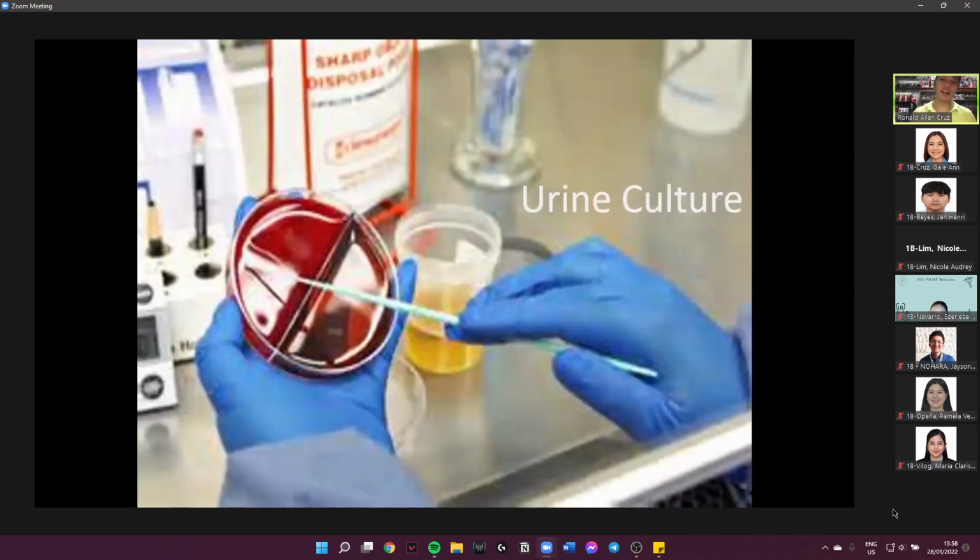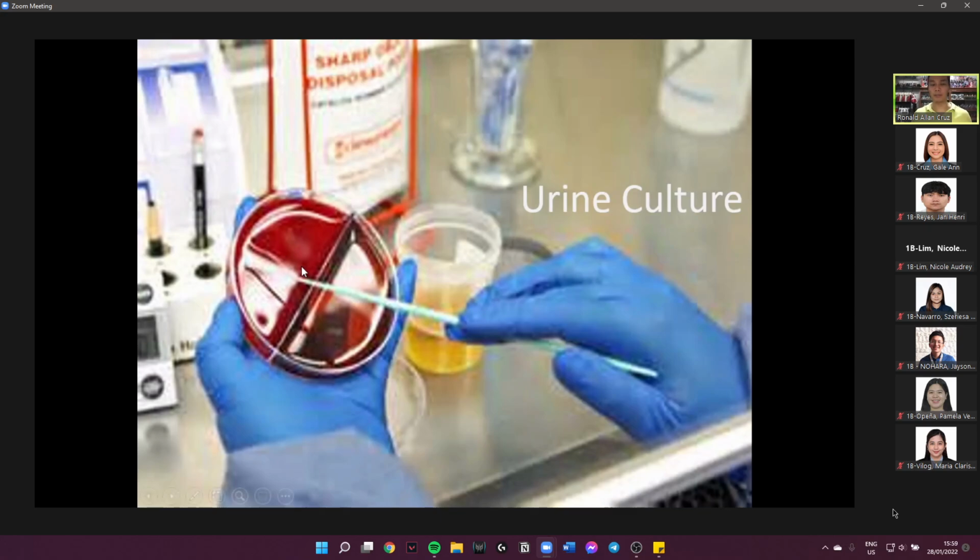Okay, so another laboratory procedure that we can do is urine culture. When a patient comes in and has recurrent UTI, the patient comes in, has UTI, you treat it, then after let's say 7 or 10 days, the patient comes back, still has UTI, maybe the antibiotics are not working. So what you could do is urine culture. You allow the microorganism to grow.